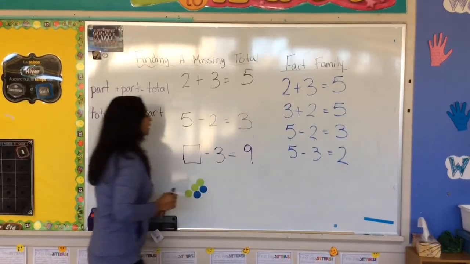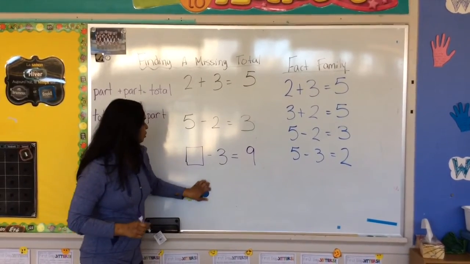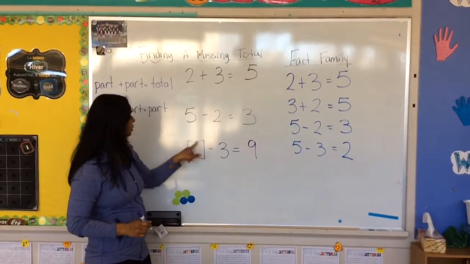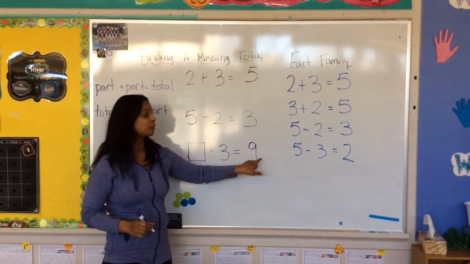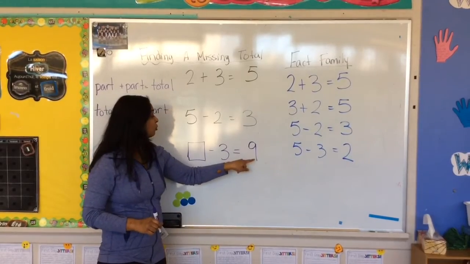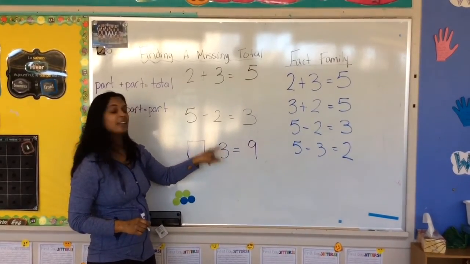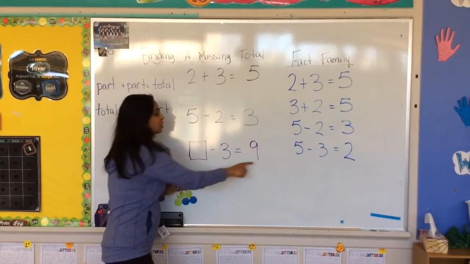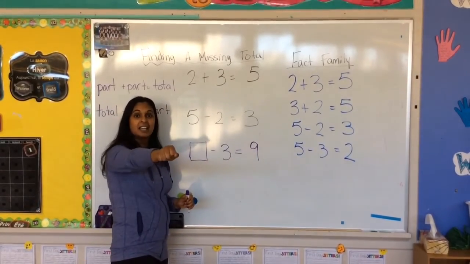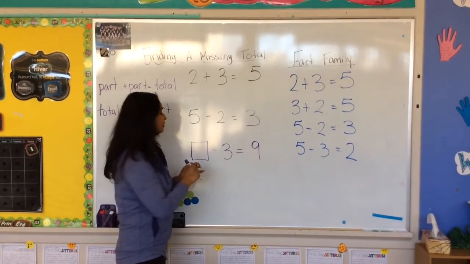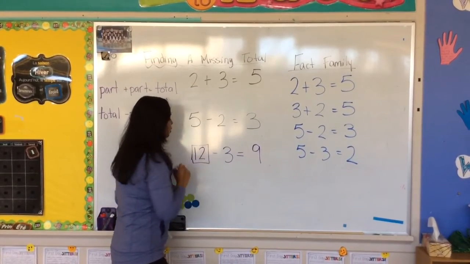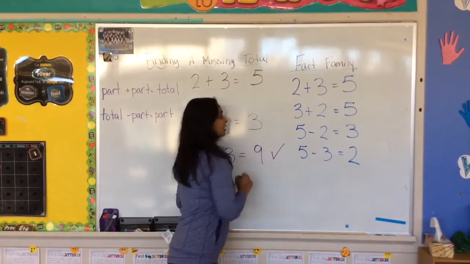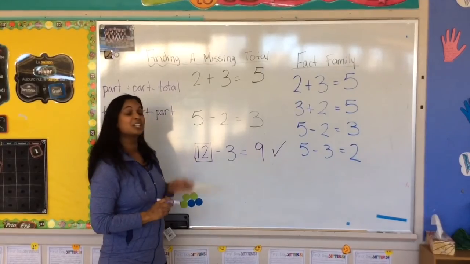Okay, so say our number sentence looks like this. So we have a part that's 9 and a part that's 3, and our total is missing. So what we're going to do is punch out on 9, and add this other part back, and that should give us the total that we started with before we took away that 3. So punching out on 9, 9, 10, 11, 12. Our starting number is 12. 12 take away 3 equals 9. That is correct. So I hope you have fun finding your missing total today.